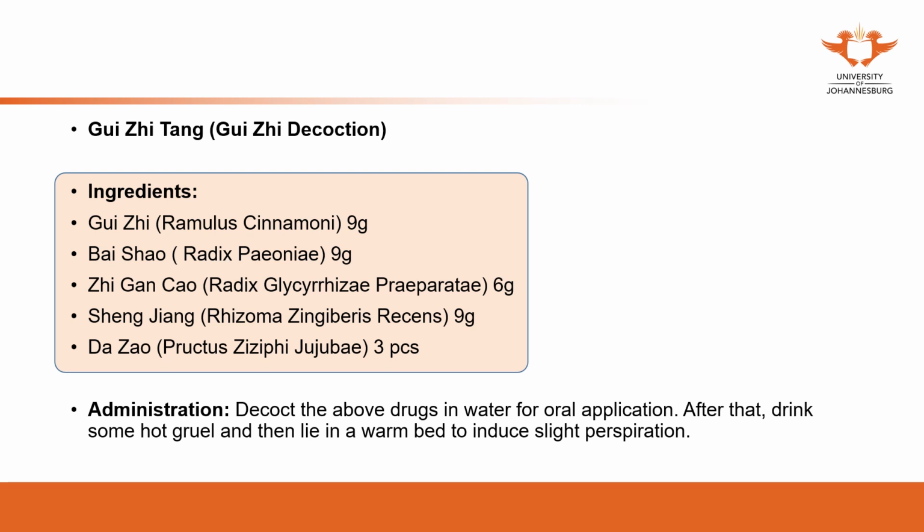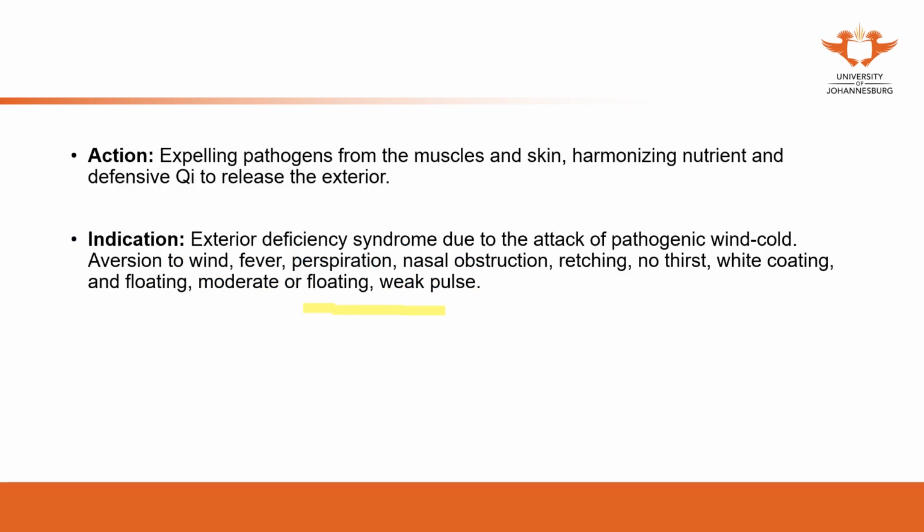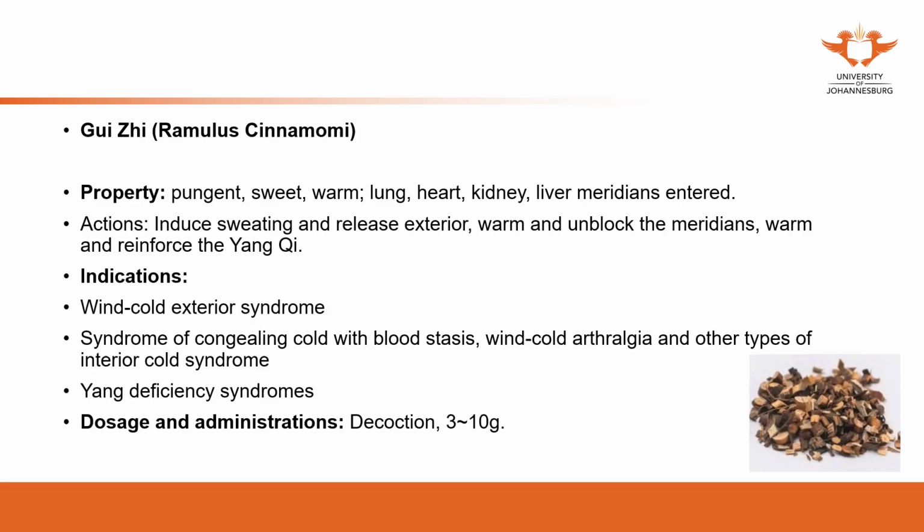and perspiration. After taking this formula, the patient is required to drink rice porridge in a warm bed or covered with a duvet to induce slight perspiration. Still slight perspiration. Floating weak pulse, no thirst, perspiration. Perspiration is due to the qi deficiency in the superficial level.